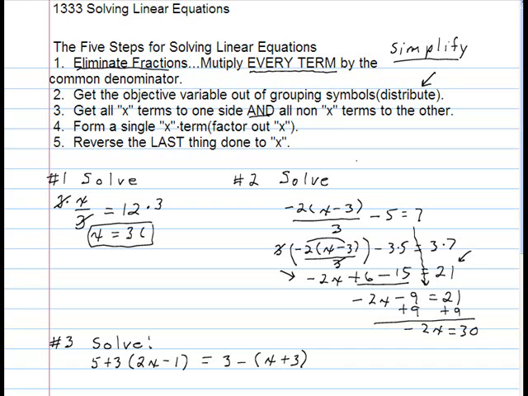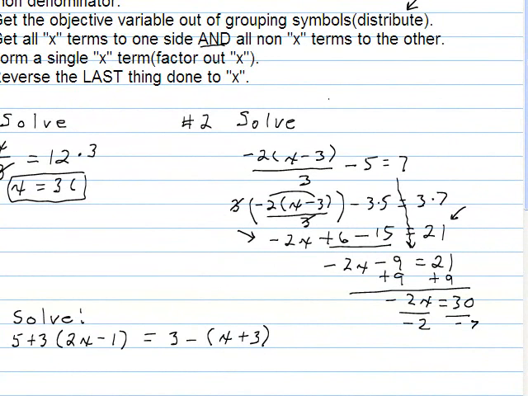Next step says form a single x term. That means one x term. Well, one x term is all I've got, so I can just skip over step 4. In step 5, reverse the last thing done to x. The only thing done to x is that it's multiplied by negative 2, so to reverse that I divide by negative 2. The negative 2's cancel, and I get x equals negative 15. Problem done. On to the next example.